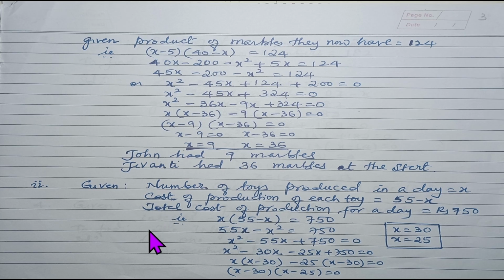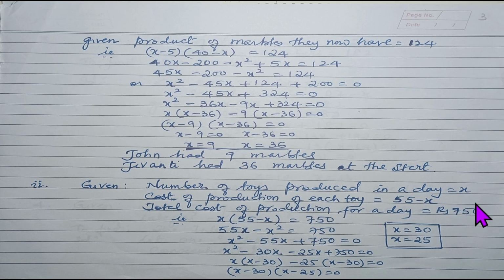Remember that. Now the second example given is, there are a number of toys produced by an industry. The number of toys produced in a day, if you take it as x, then the cost of production of each toy is 55 minus x. That means if the number of toys produced in a day is x, then the cost of production of each toy is 55 minus x, and the total cost of production for a day is rupees 750.